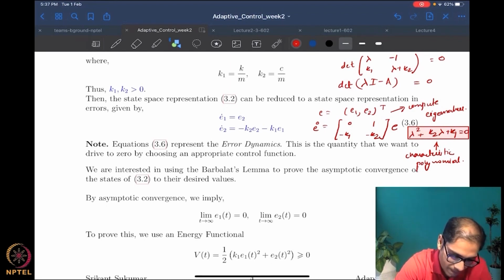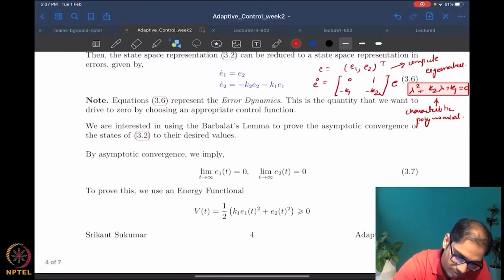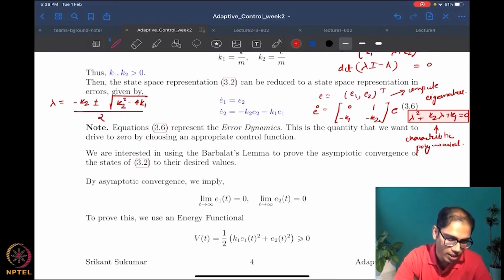Let's see. Lambda is going to be equal to, so let me write here on the left, lambda is going to be equal to minus k2 plus minus the square root of k2 squared minus 4k1, divided by 2. Okay, all right, excellent.